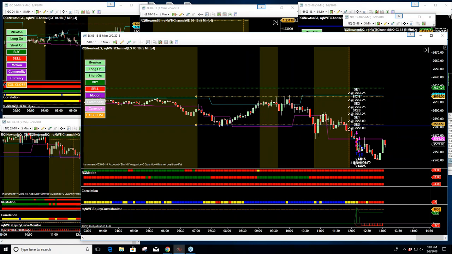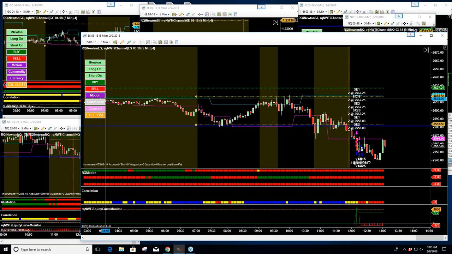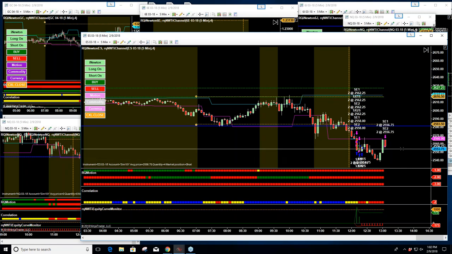These are action buttons you can use on the chart. I already showed you how to do that. You can turn the motion on or off, the correlation on or off. You can cancel an order. You can buy or sell off the chart, like I just did. And you can close it. You can turn the system on or off.